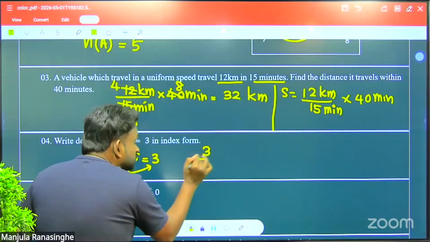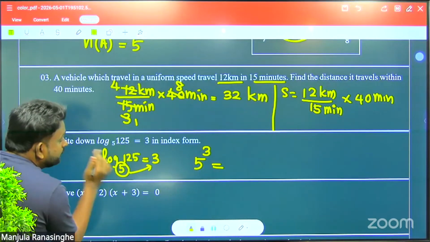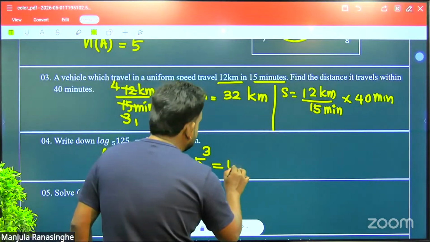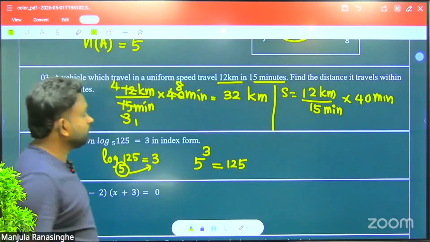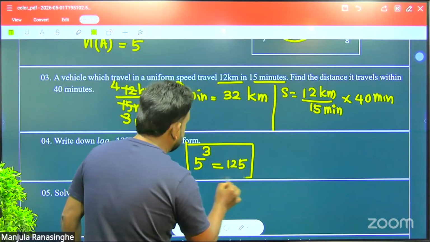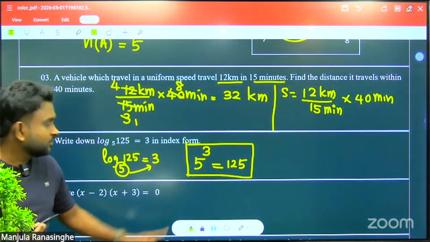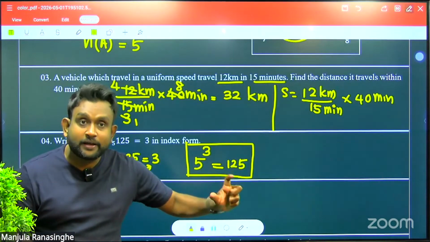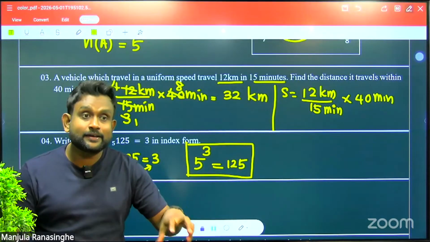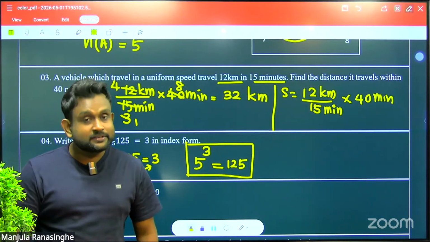Then 5 to the power 3 equals, here the log is eliminated and 125 is isolated. So it equals 125. Okay, this is the answer: 5 to the power 3 equals 125. Further, see whether it's correct. 5 into 5 into 5, it comes to 125. Yes, that is the index notation, right? That gives the answer exactly.